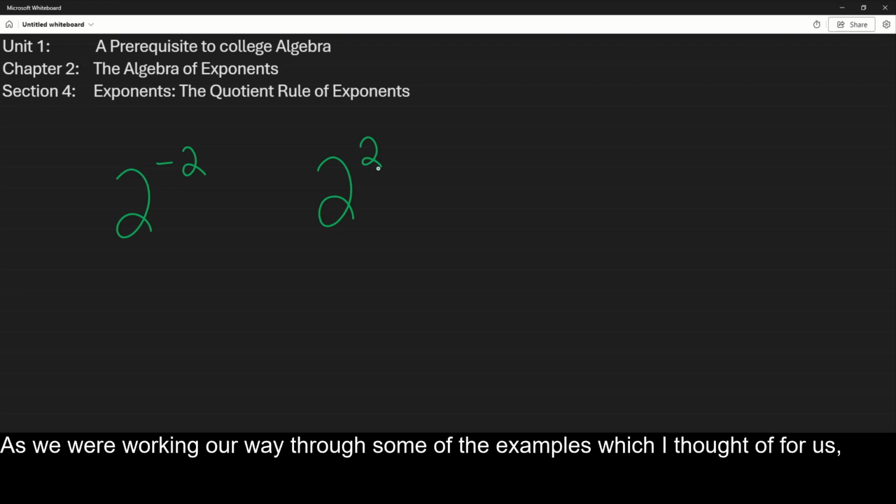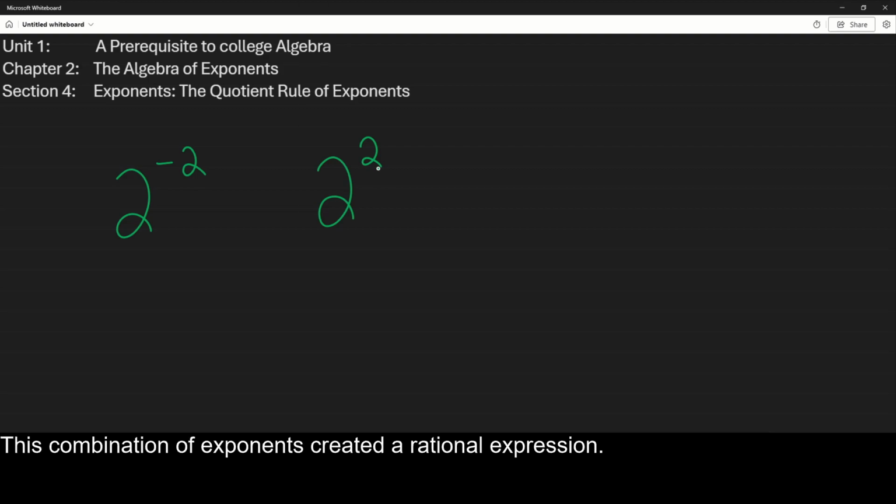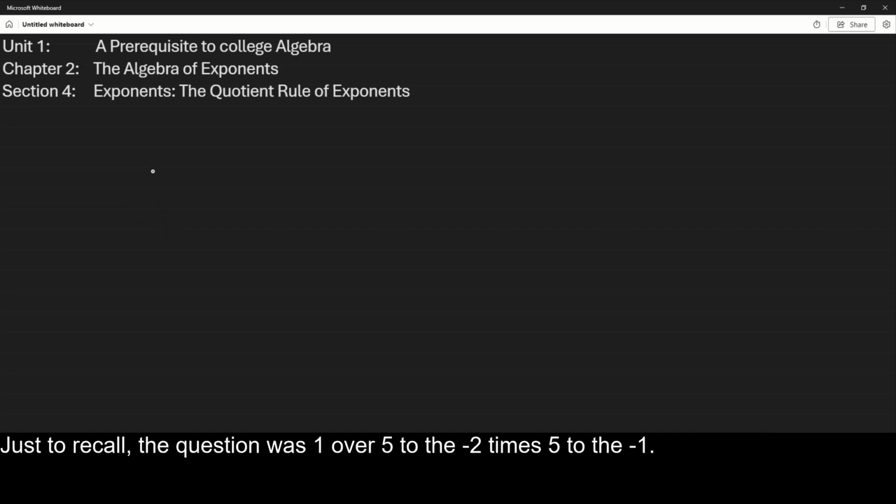As we were working our way through some of the examples, we found the final example having a product of a rational number and a whole number, both raised to a negative power. This combination of exponents created a rational expression. Just to recall, the question was 1 over 5 to the negative 2 times 5 to the negative 1.